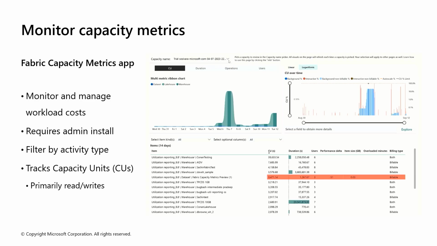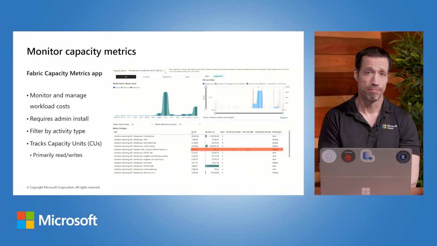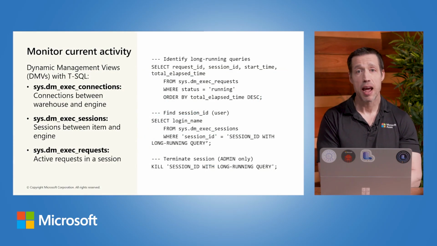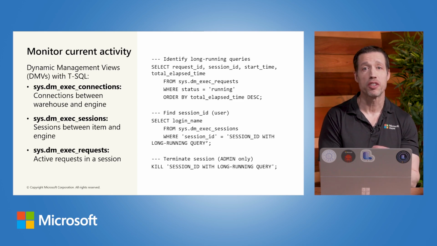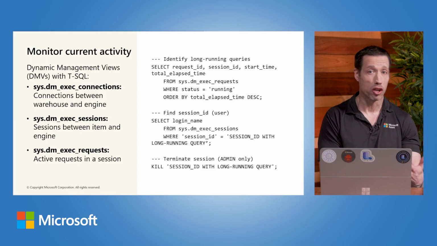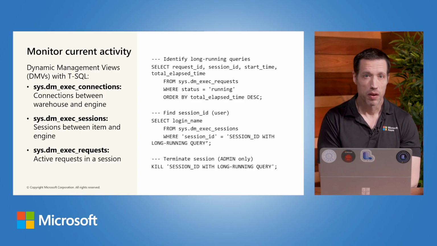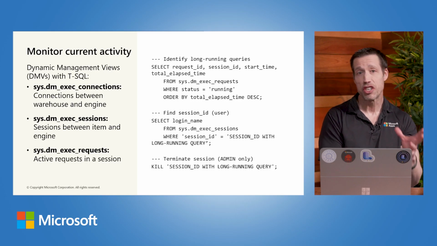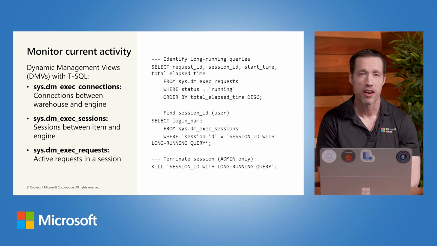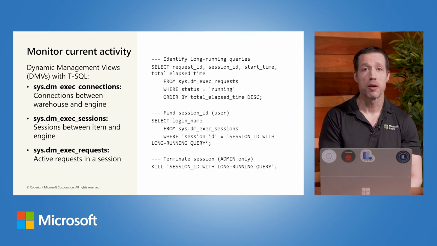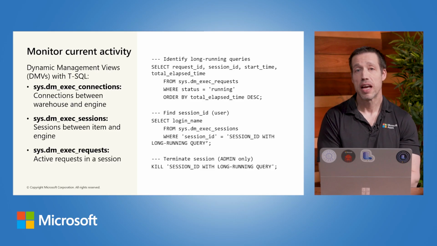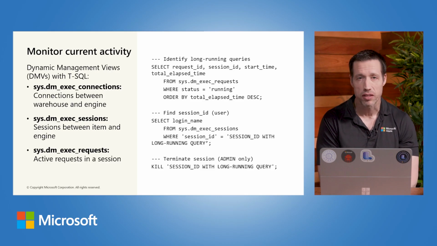Now, let's crack open our warehouse and see what tools we have to investigate. You can use Dynamic Management Views, or DMVs, to retrieve information about the current state of the data warehouse. Microsoft Fabric data warehouses include these popular DMVs. The exec connections view returns information about data warehouse connections. Exec sessions returns information about authenticated sessions. And exec requests returns information about active requests.